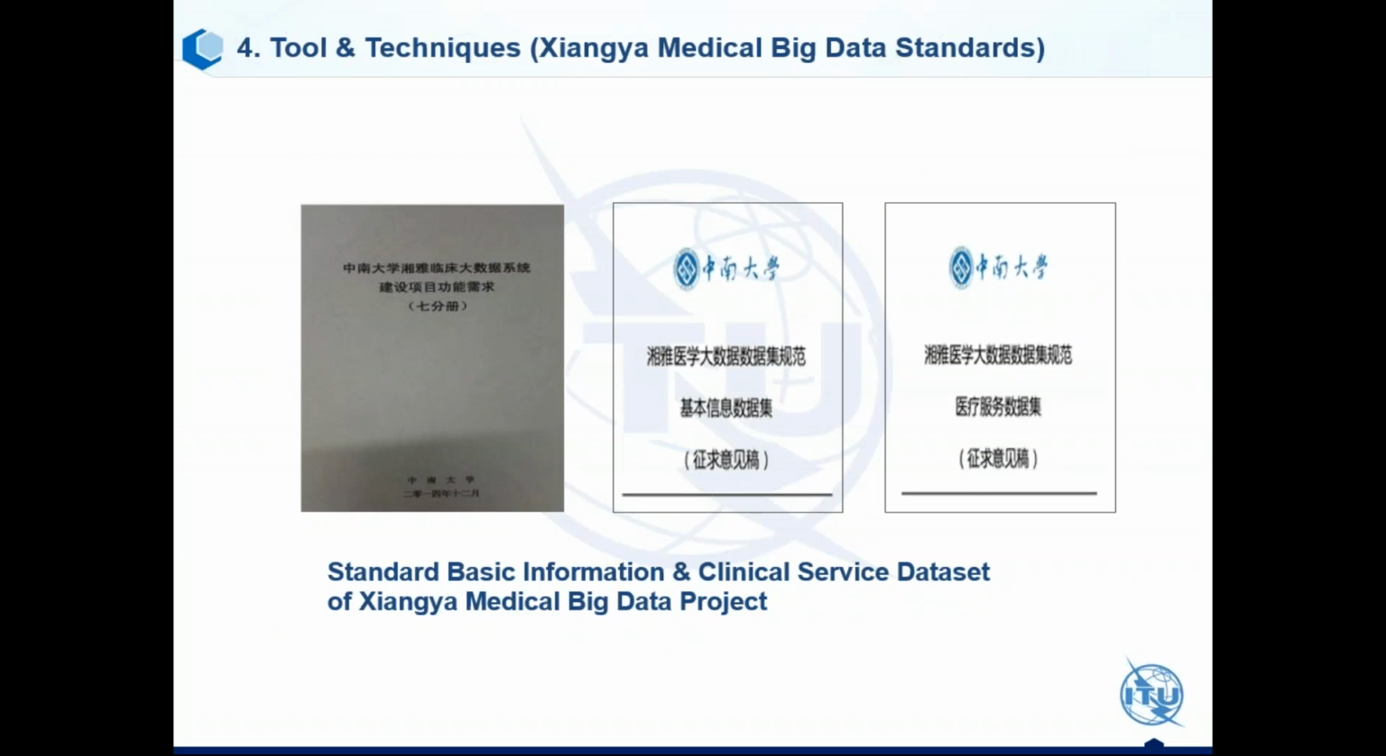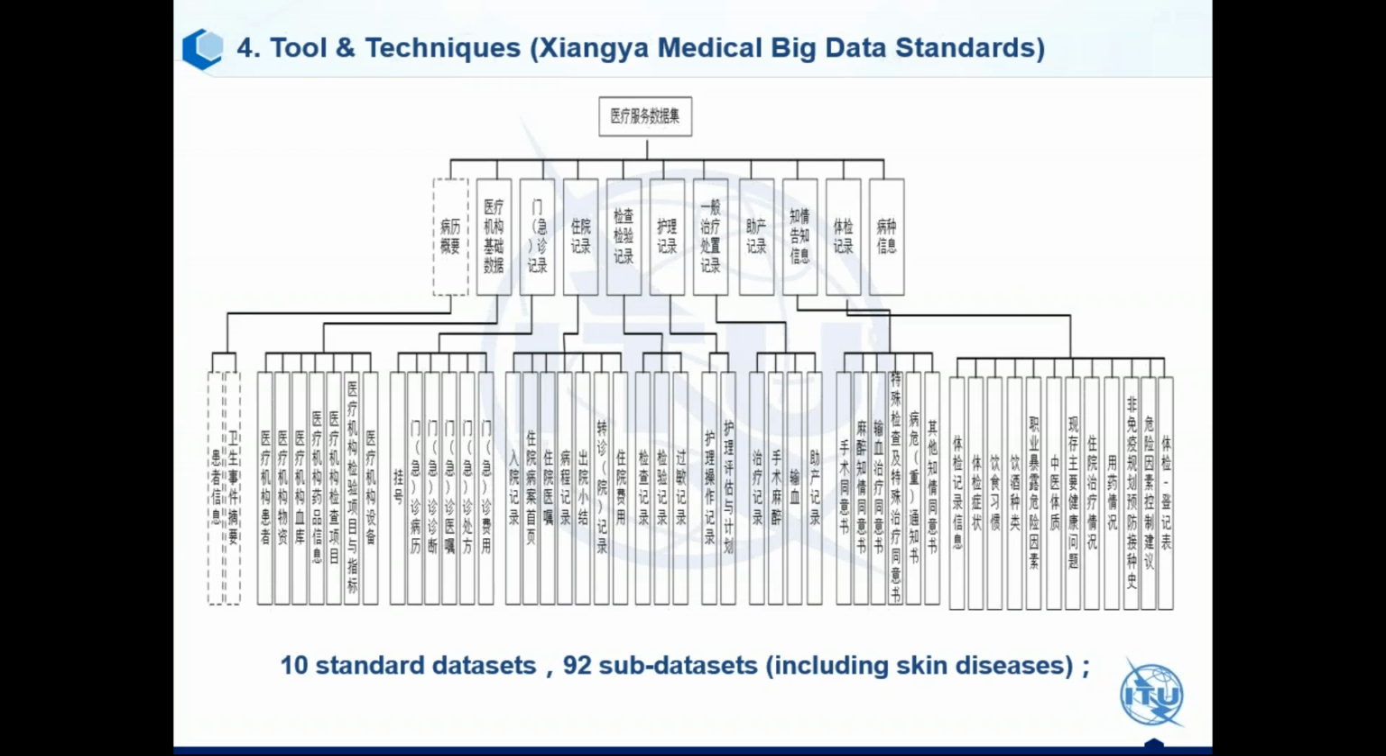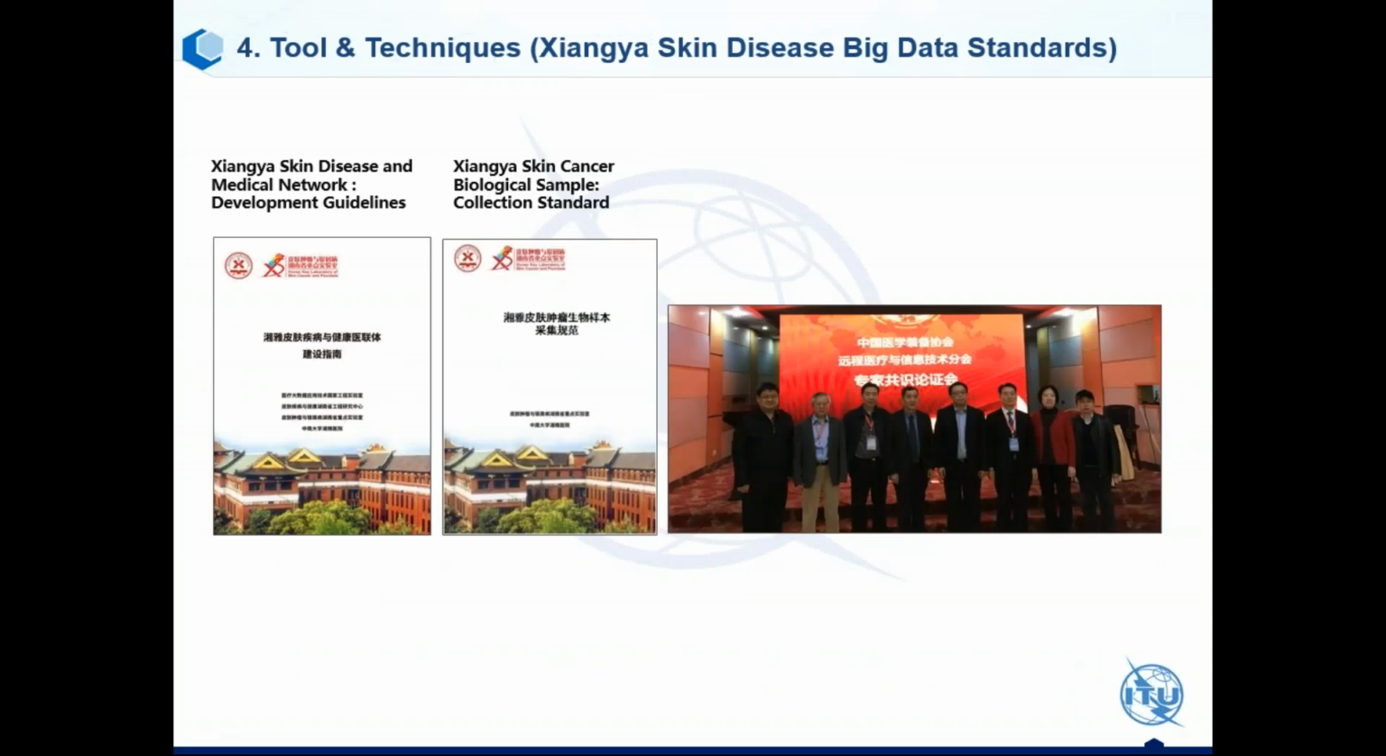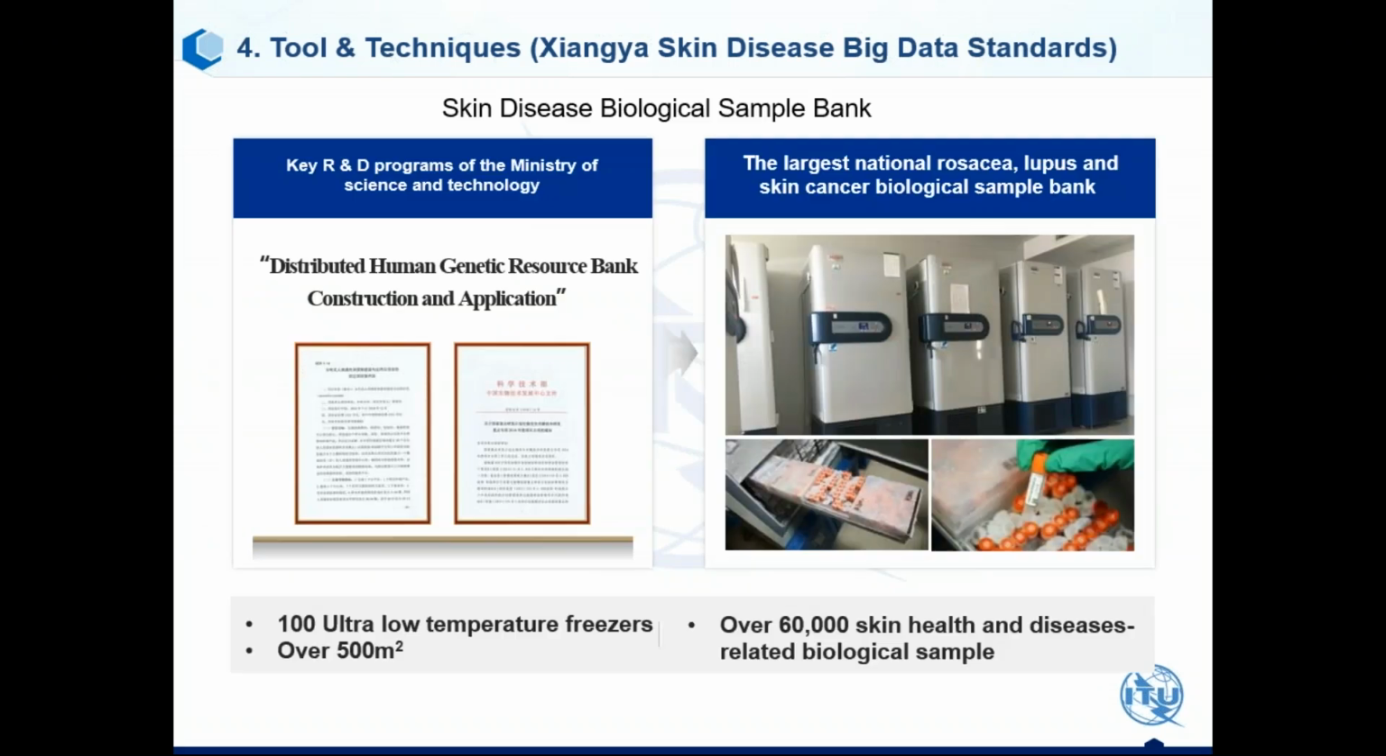So we have developed a set of tools, mainly designed by ourselves and supported by small groups from universities and the high-tech companies. And that's in our domain. And then we developed 10 standard data sets, which cover 92 subsets, including skin diseases. And this is our big data standard published, and people try to accept that in our network.